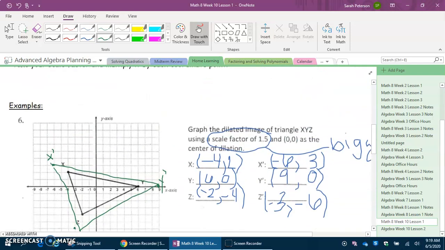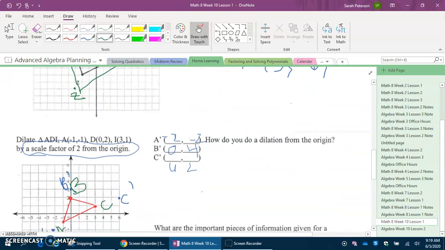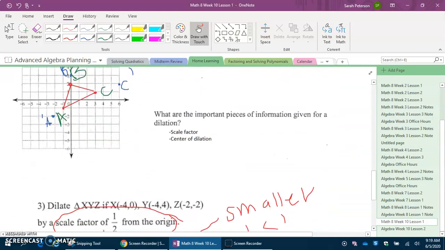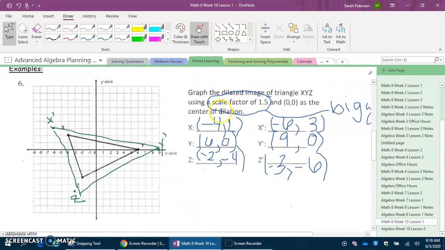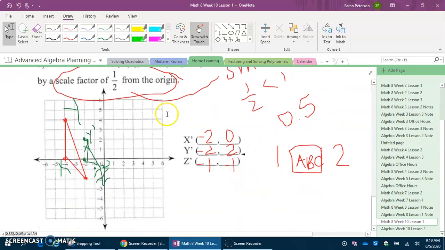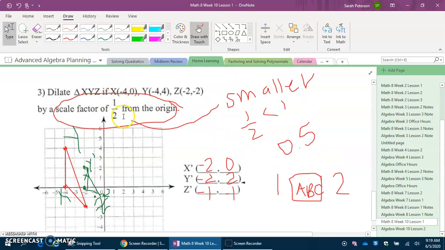So there are two examples of when you dilate a figure to get bigger. Both of those scale factors were greater than 1. And an example when you're dilating smaller. This had a scale factor less than 1. So you always just want to multiply whether it's bigger or smaller.